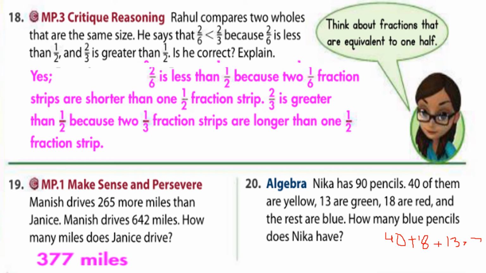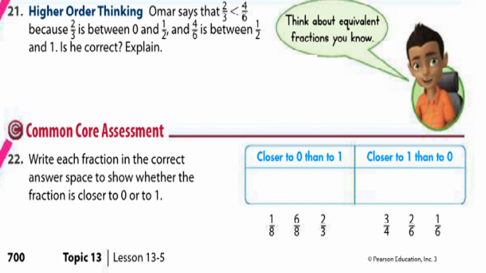That's correct. Very good. 71. Now, we will subtract 71 from the total number of pencils that he had, 90 minus 71, so we can know how many blue pencils he has. That would be equal to, that's correct, 19. So he has 19 blue pencils. Alright, let's proceed to the next question.